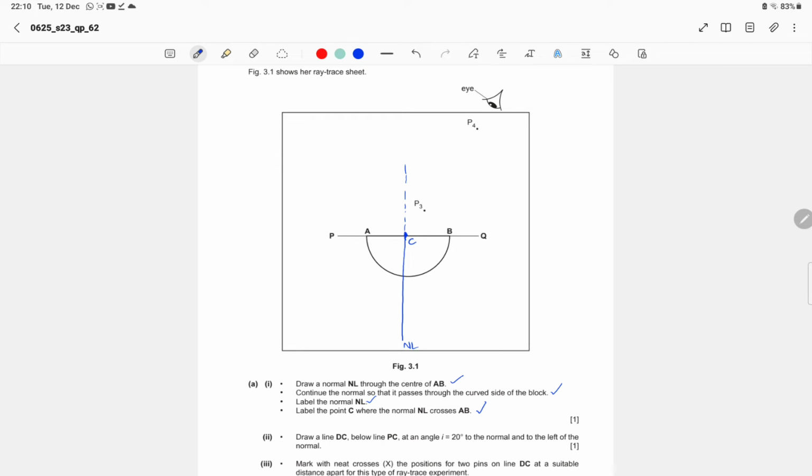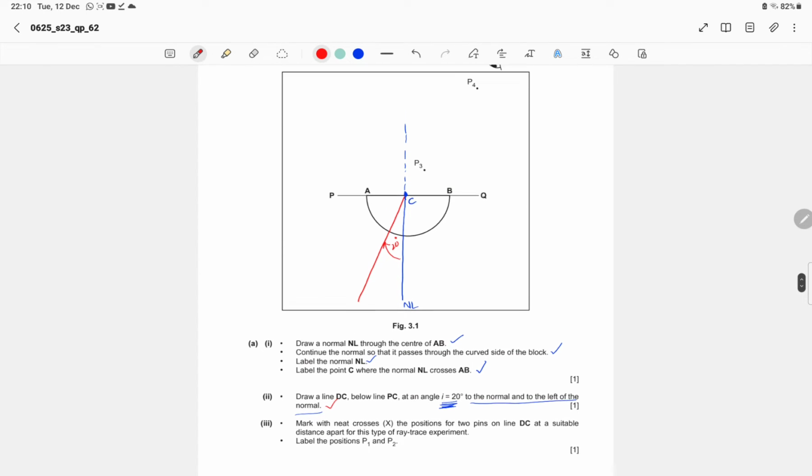Draw a line DC below the line PC at an angle of 20 degrees. Okay, so incident to the normal and to the left of the normal. So what you need to do is, if I change the color, it is going to be like this. You need to take out your protractor in order to make this angle. Make sure you don't make a mistake. You can use a D as well to make 20 degrees over here. So this is also done.